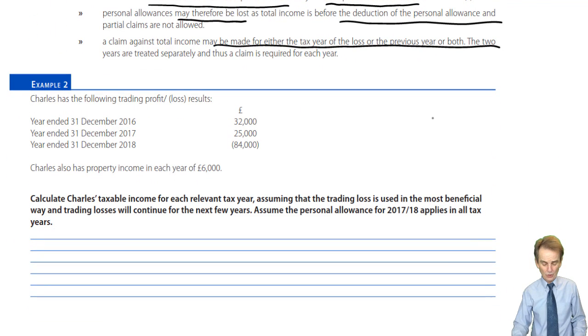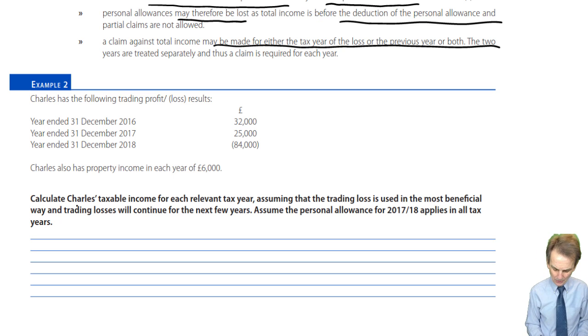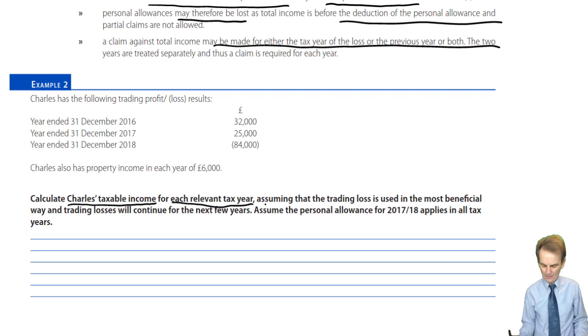Now we've got example 2 here that's a wee bit more interesting, and I'll be wanting you to have a go at this, given what we've said so far. Now let's look at how we deal with it. We've got to compute here Charles's taxable income for each relevant tax year, assuming that the trading loss is used in the most beneficial way. Make your mind up time. We have to decide what we think is the best possible use of the loss.